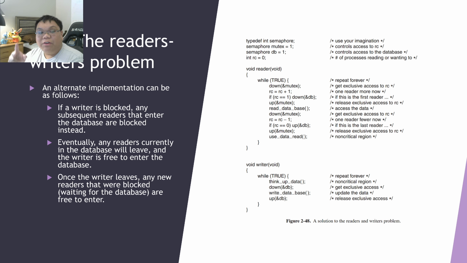So, we have 3 processes in the database. They're all reading from the database. A writer comes in and puts a closed sign in front of the database to inform other readers that they need to wait their turn to read. Eventually, all 3 readers leave the database and call up on the mutex. The writer then calls down on that same mutex and edits the database. Once it leaves, it calls up on the mutex, removes that closed sign, and now the readers are allowed back in the database.